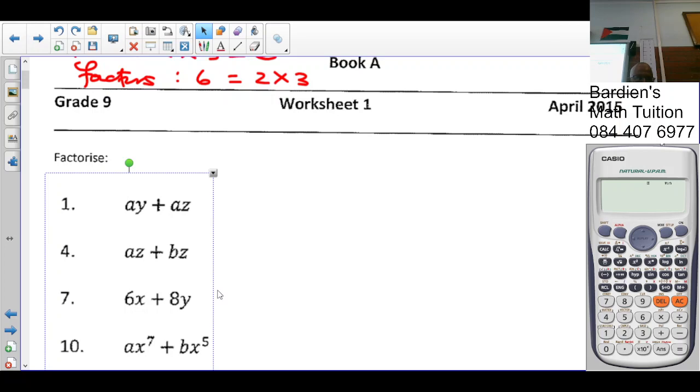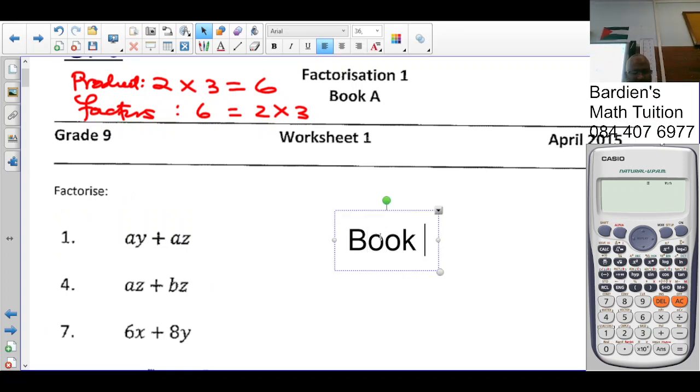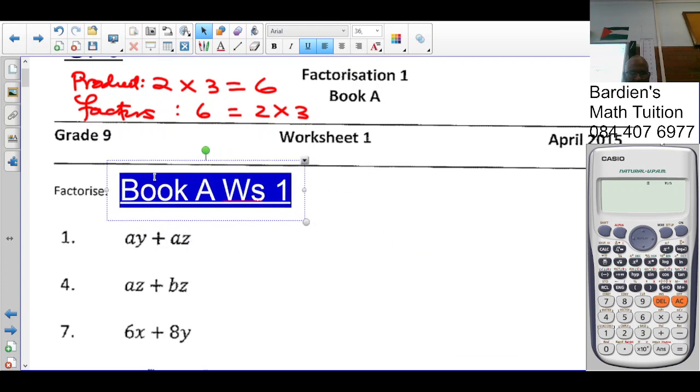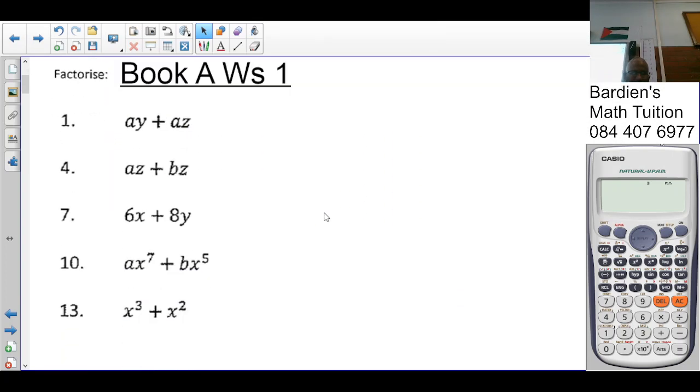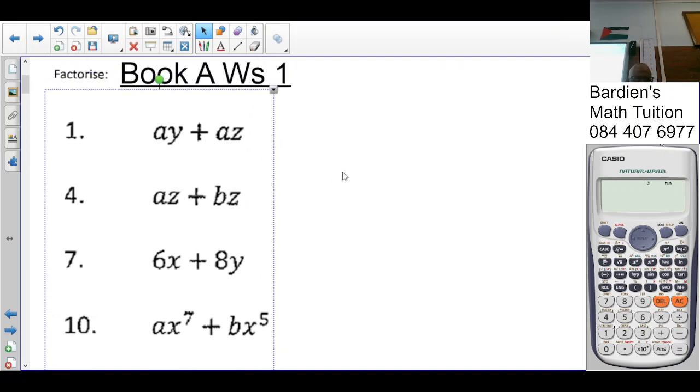So what we're going to do is the first column of book A, worksheet 1. Book A, worksheet 1. Okay. So coming back to what the common factor is. What is common factor again? We must take out the greatest common factor in all the terms of the expression. So we're just going to do the first column, no? The second and third columns are our homework, of course.